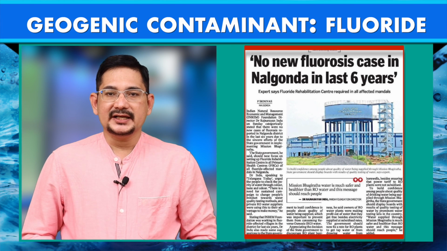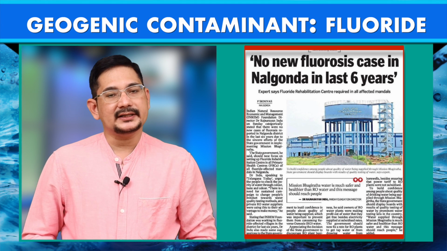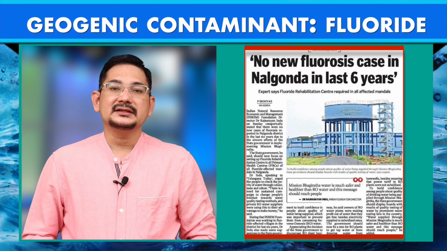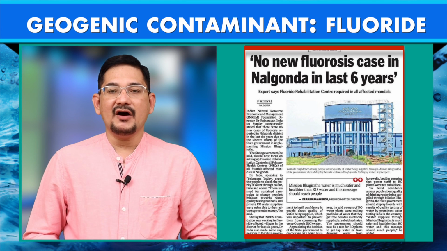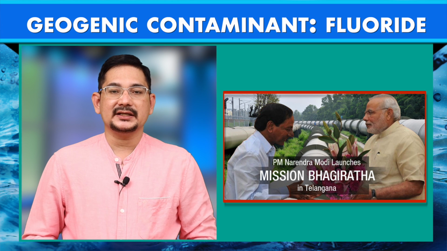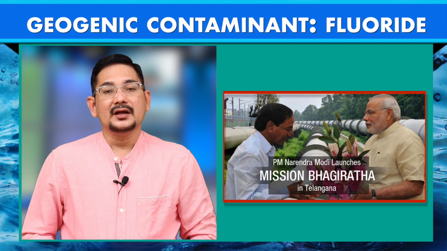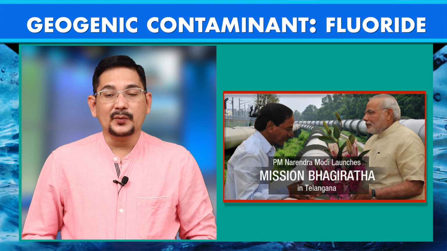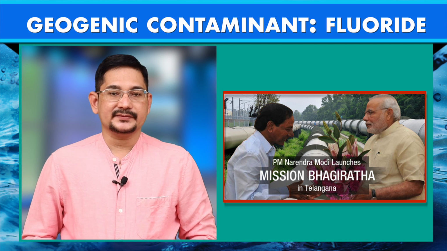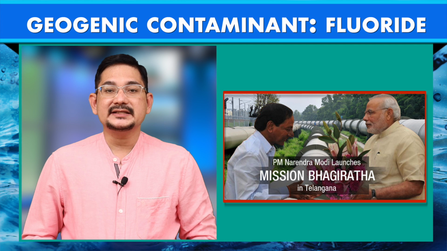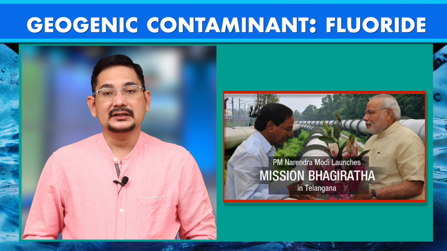Nalgonda district of Telangana is one of the most severely affected regions in the country. More than 3 lakh people in the district are affected with skeletal and dental fluorosis, a stigma that has struck for generations. However, with the implementation of Mission Bhagiratha, a flagship scheme of the Government of Telangana to supply surface water for drinking and daily use purposes, no new case of fluorosis has been reported in Nalgonda district in the last 6 years. It shows that investment for providing improved drinking water can tackle the challenge of fluorosis.